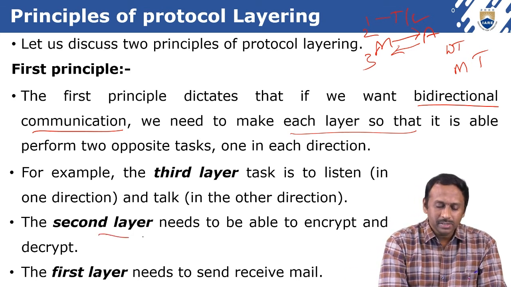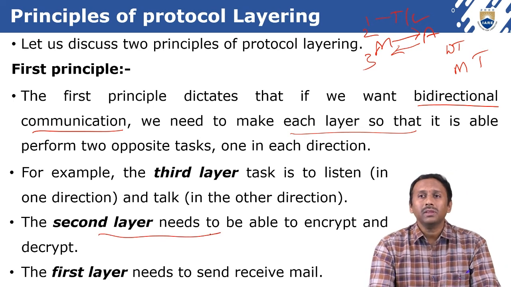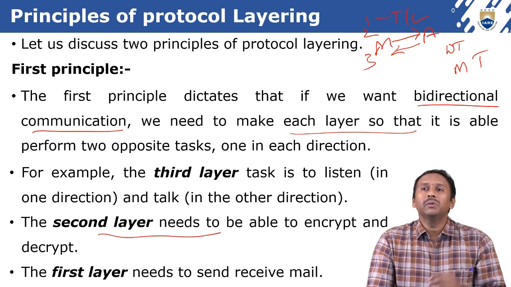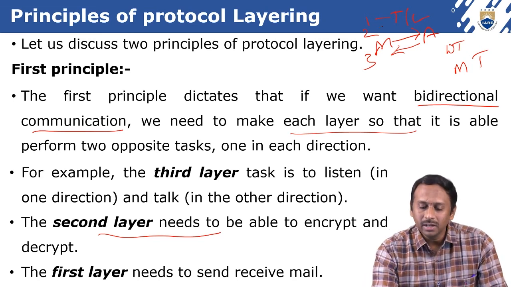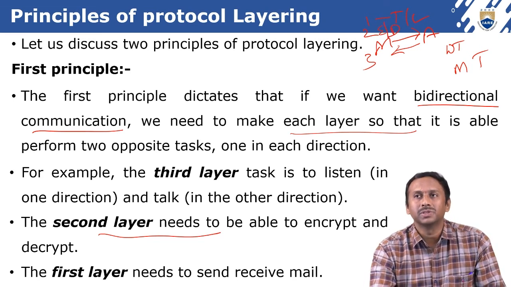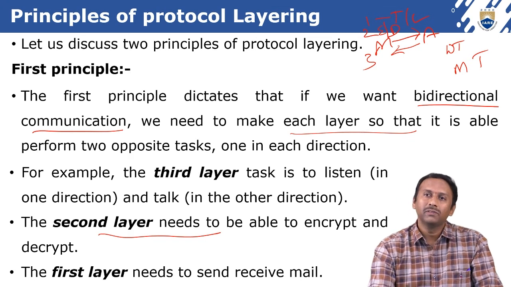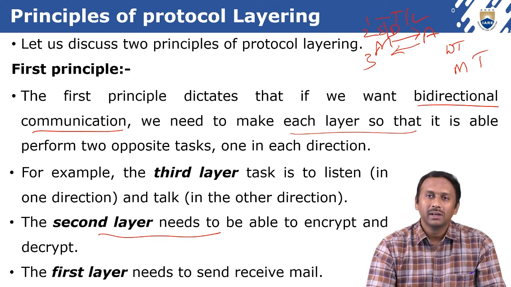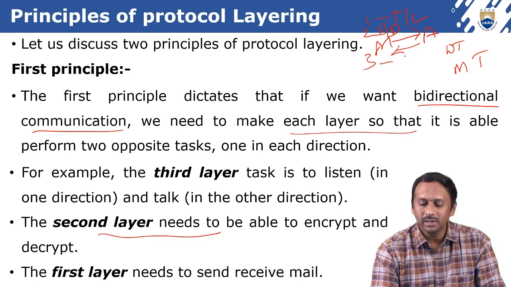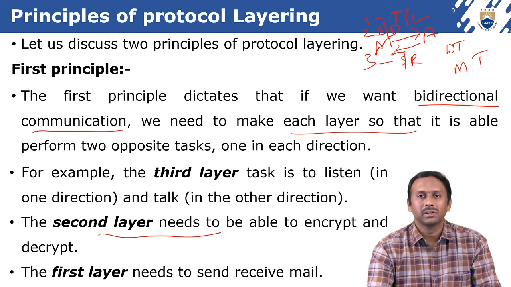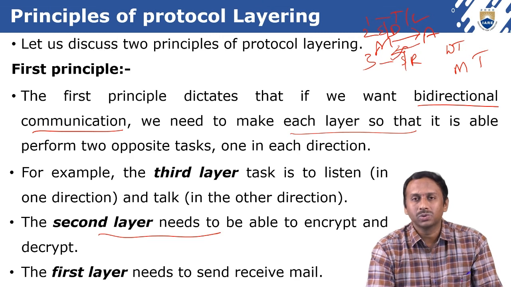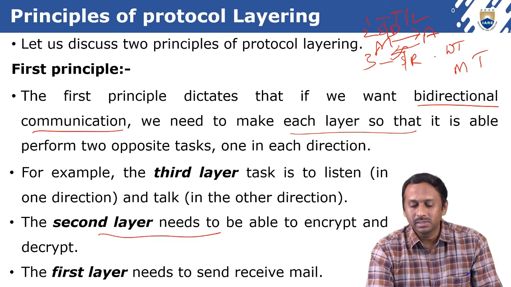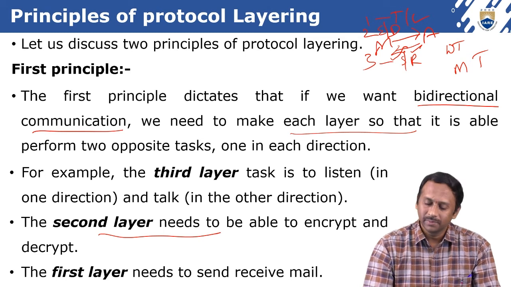And in the second layer, what will happen? The second layer needs to be able to encrypt and decrypt, isn't it? In the first layer, we need to send and receive mail. In the third layer, send or receive. If Maria sends a letter, she just chooses the option send. If she receives a letter from Anne, then it enables the receiver, right?